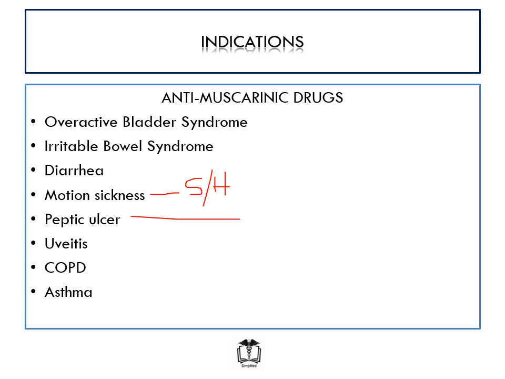Peptic ulcer could also be treated with antimuscarinic agents. We could use one of the selective antimuscarinic drugs, like the M1 selective drugs, because we do find M1 receptors in the gastric tissue of the stomach. So one of the ways we can treat peptic ulcer is by giving M1 selective drugs like telenzepine or pirenzepine. We can treat uveitis using antimuscarinic agents, and we can also treat chronic obstructive pulmonary disease and asthma with antimuscarinic agents like tiotropium and ipratropium.